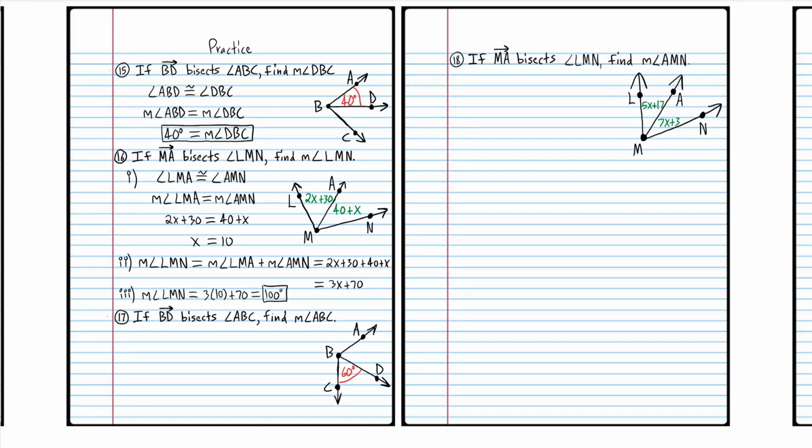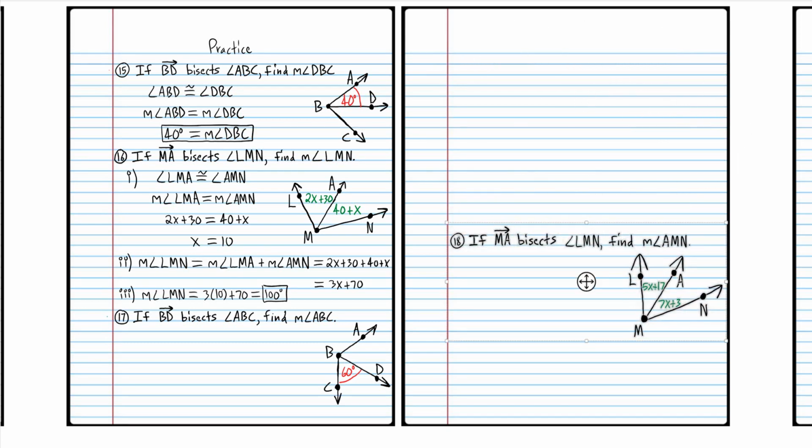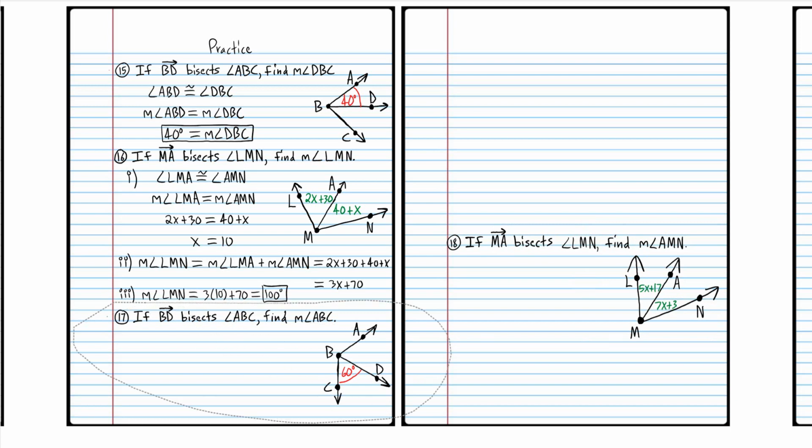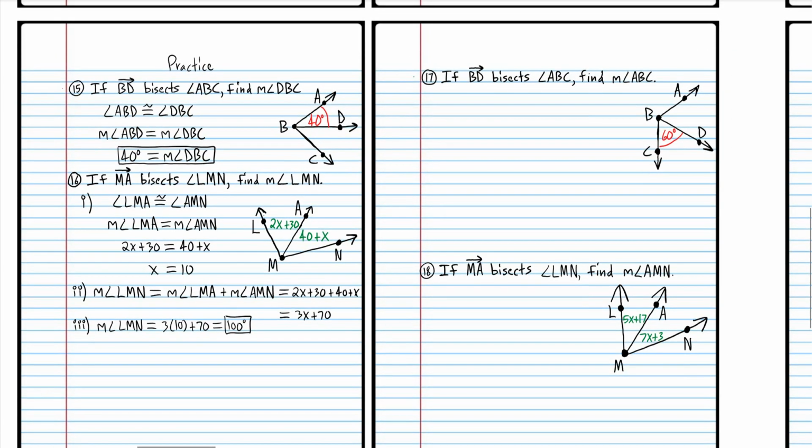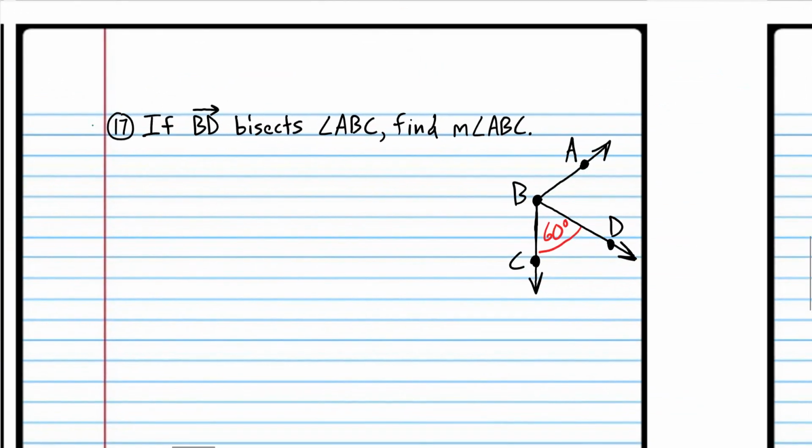Okay, we're back. I think I'm going to move this down as long as I have room. I'm going to move this problem up here. Sorry if you didn't have enough room there. All right, so ray BD bisects angle ABC. So we know this angle here must be 60 because this ray cuts it in half, and the total angle is 60 plus 60, which is 120. So you can do that pretty quickly in your head.